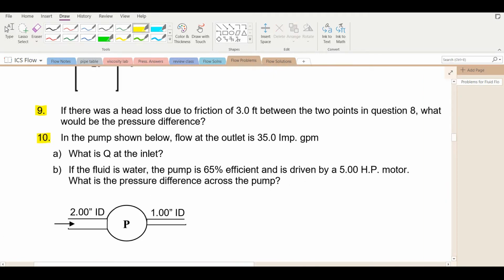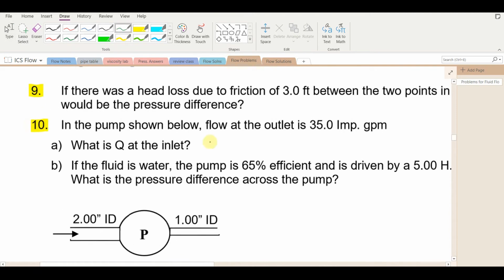Question number 10. In the pump shown below, the flow at the outlet is 35 imperial gallons per minute. What is the flow at the inlet? What would that be? Kind of a trick question, right?